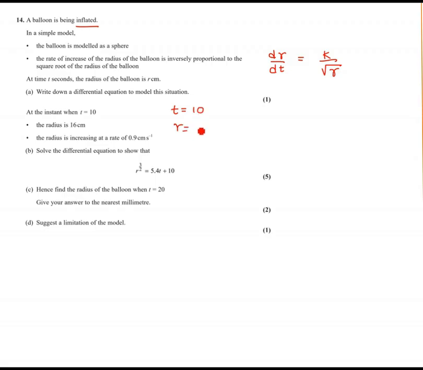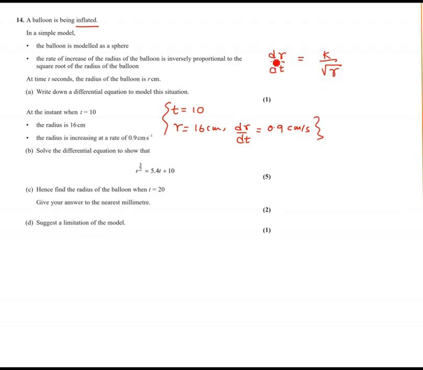We know the radius is 16 centimeters and the radius is increasing, so dr by dt is 0.9 centimeter per second. Okay, so solve the differential equation. We will need these conditions to find the constant. So let's first separate the variables here.